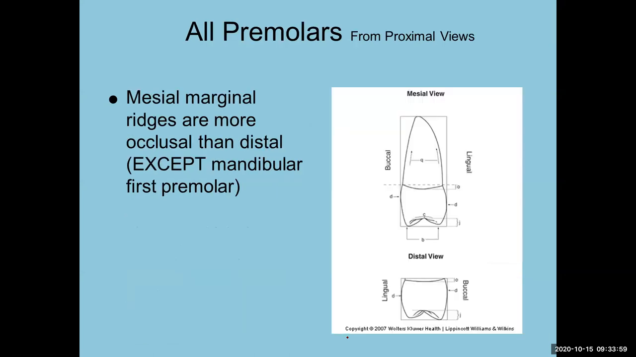Let's turn it on its side. The mesial marginal ridges are more occlusal than the distal marginal ridges, except for the mandibular first premolar. So the ridges here are more occlusal. What that is saying, my friends, is that the teeth are fairly flat. The occlusal plane is fairly flat.